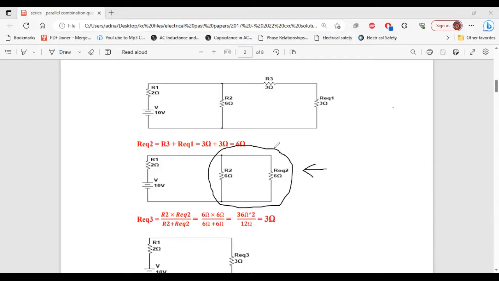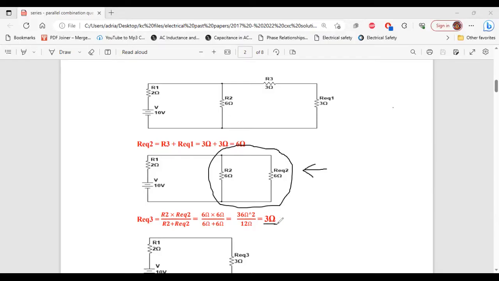So Req3, and seeing that it is two resistors in parallel, we're going to use the product over sum method. So Req3 is equal to R2 multiplied by Req2 divided by R2 plus Req2, equal to 6 ohm times 6 ohm divided by 6 ohm plus 6 ohm. That will give us 36 ohm squared divided by 12 ohm.